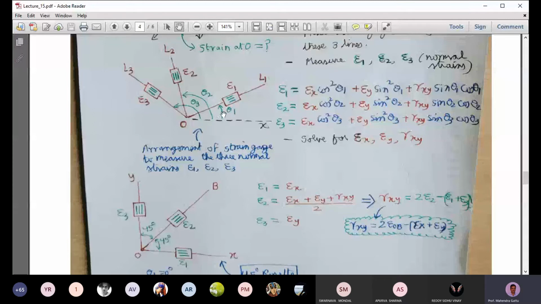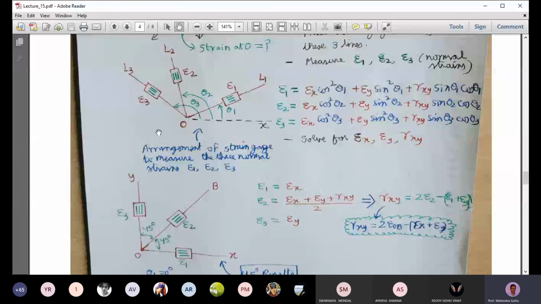So the choice of angles is our convenience. You can have any choice of theta 1, theta 2 and theta 3, as long as theta 1 should not be equal to theta 2, or theta 2 plus 180. If we have theta 2 as theta 1 plus 180, then again we'll have a problem. So for an arbitrary choice, as long as the angles are not equal, we can measure the strain values, epsilon x, epsilon y, gamma xy.